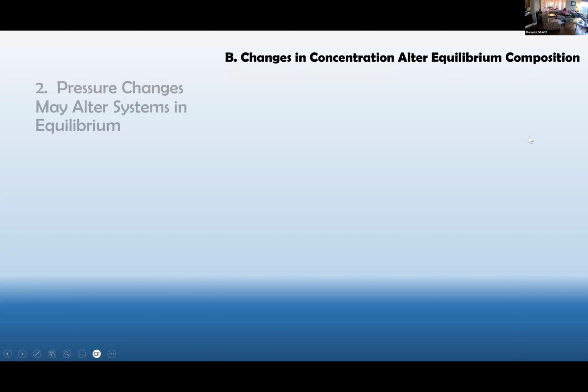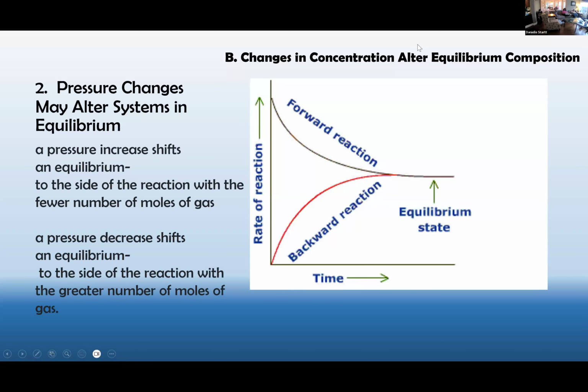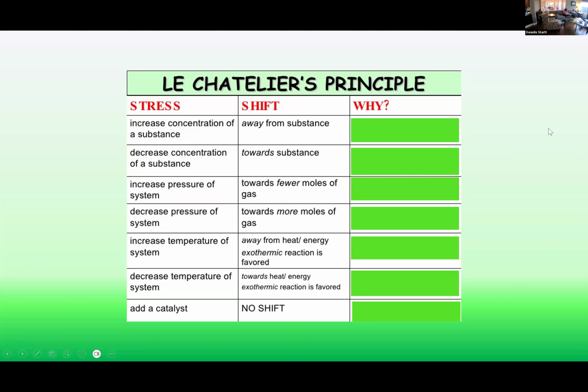Changes that alter equilibrium composition: pressure. Pressure may alter systems in equilibrium. A pressure increase shifts the equilibrium to the side of the reaction with the fewer number of moles of gas, and a decrease will shift it to the side of the reaction with a greater number of moles of gas. So again, you get the same sort of graph if you were to graph the rate of a reaction. All right, so let's look at this.